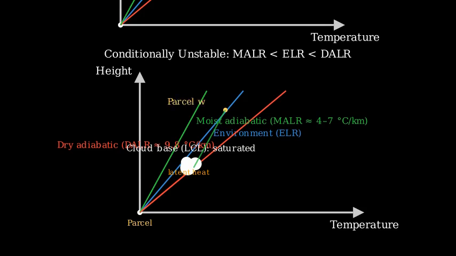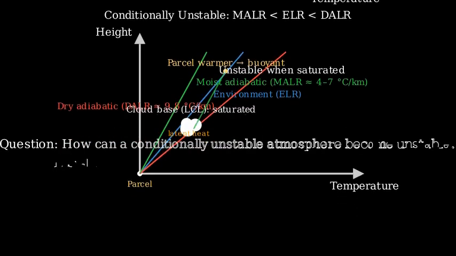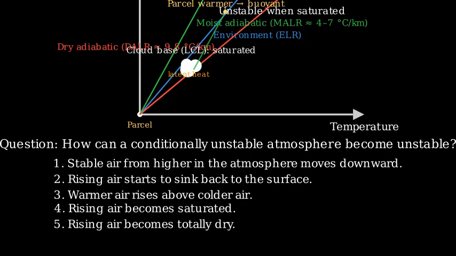Because the environment cools faster than the moist rate, the saturated parcel becomes warmer than its surroundings and keeps rising. That's instability. Now, let's answer: how can a conditionally unstable atmosphere become unstable?